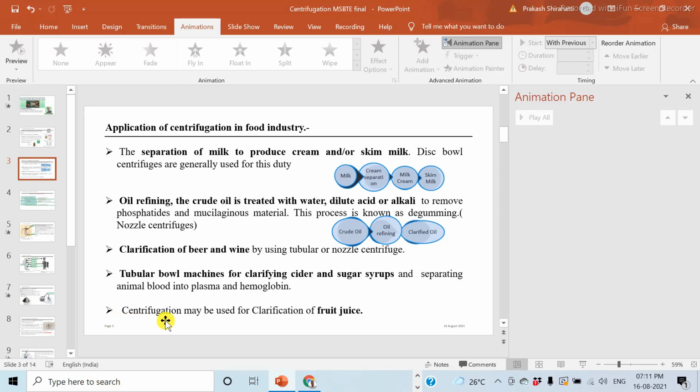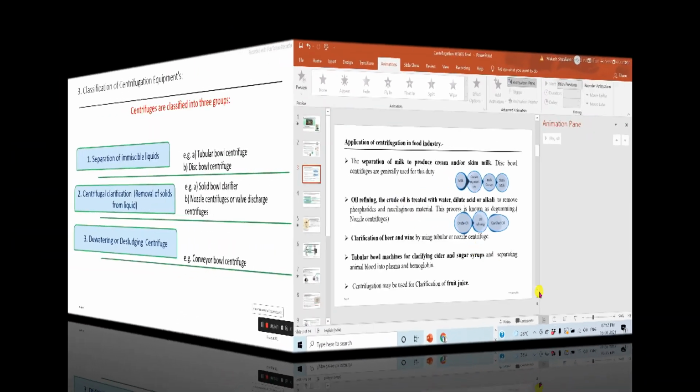Centrifugal separation is used for the clarification of fruit juices. That means the basic applications are the separation of unwanted or suspended particles from the liquid, and the separation of liquid constituents on the basis of their density difference. These are the main two advantages of the centrifugation process in food processing.